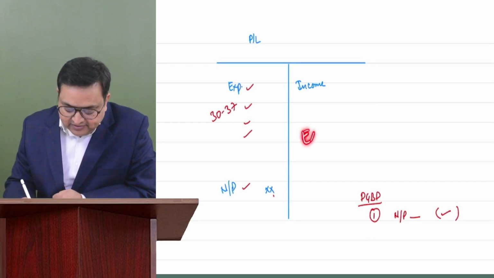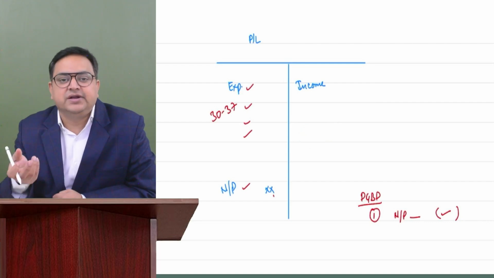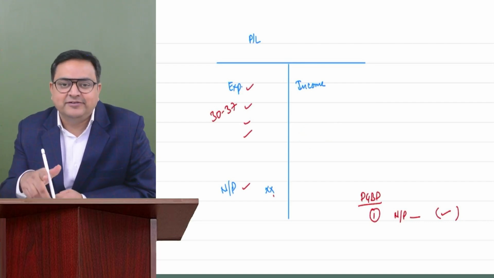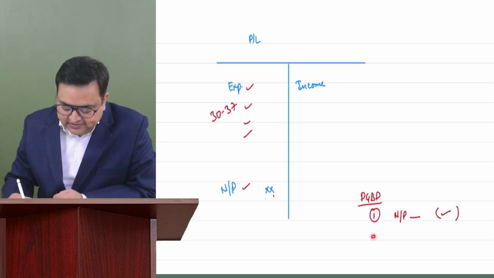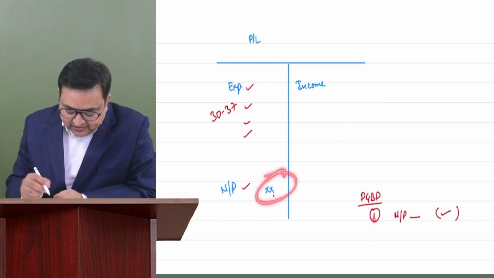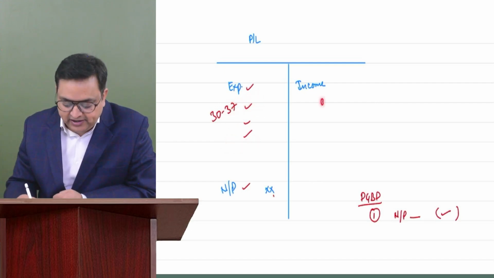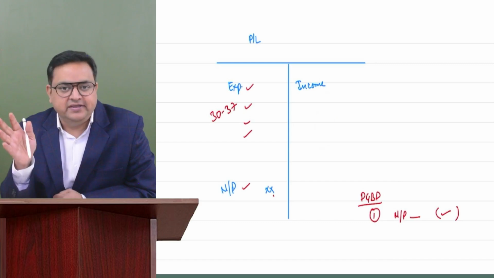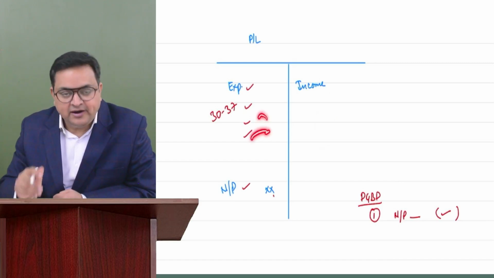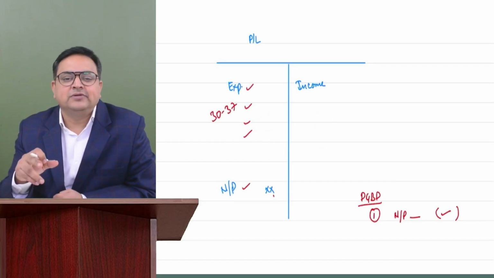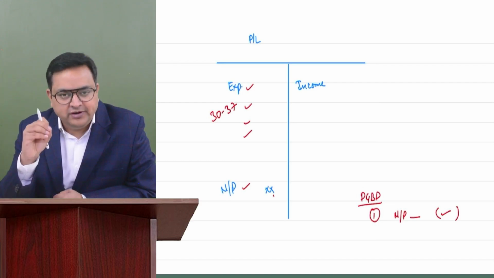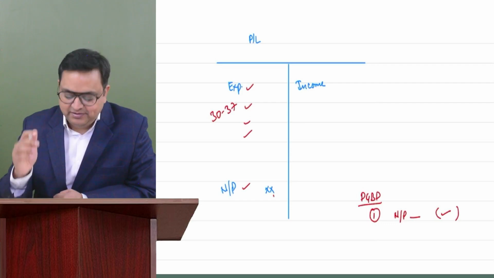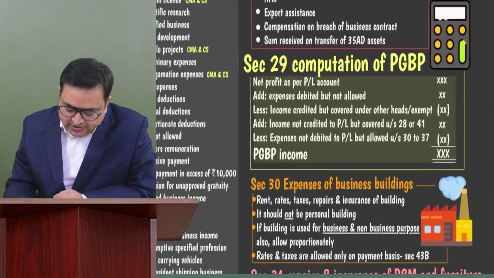And if there is any exempt income, let's say agriculture income is exempt, or share of profit from the partnership firm is exempt, please just delete them. So first step is net profit, second step is your expenses side, third step is your income side. If there is any income which is not PGBP, just delete that. Any expense which is not allowed, add back. Then fourth is your information. Look at your information, and whatever it says, you have to proceed accordingly. This is how you will be computing your PGBP. So this is section 29, how PGBP is computed.